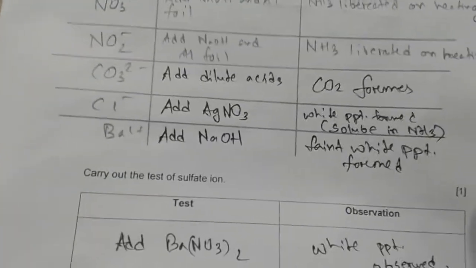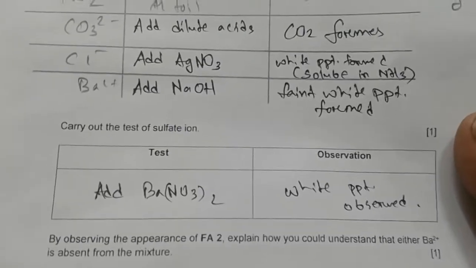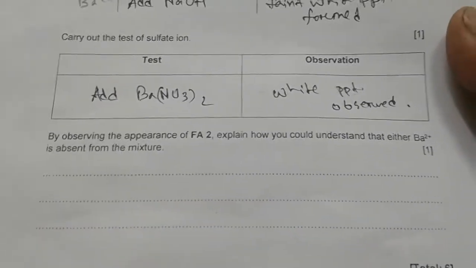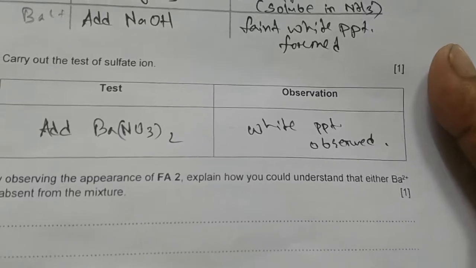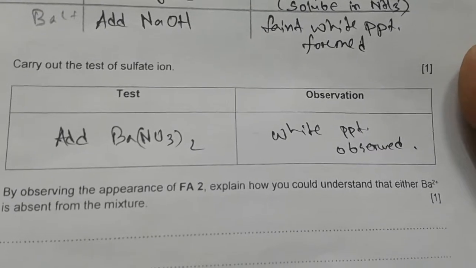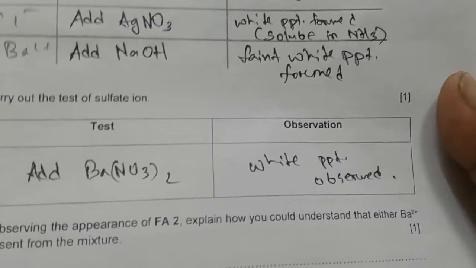Now carry out the test of sulfate ion. For sulfate ion, the candidate has added barium nitrate, after which white precipitate was formed. Okay, now the question said, by observing appearance of Fa2, explain how you could understand that barium is absent from the mixture.